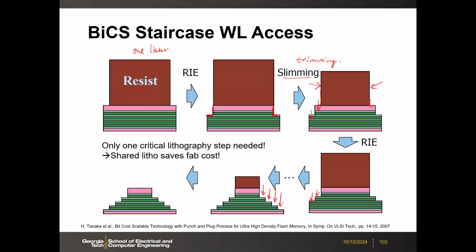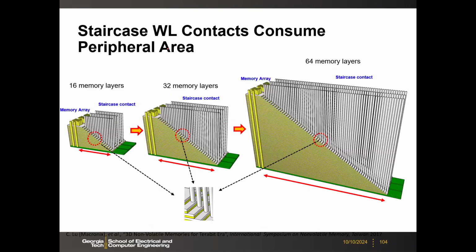Any question? So if you look at the staircase, it consumes a lot of area. It's kind of wasted, but this is how it looks. If you have 64 layers, then you have to make individual contact to the 64 layers. You have to waste a lot of area to do that. So you have to make the contact to each layer. That is your VLAN voltage you have to deliver to that layer.